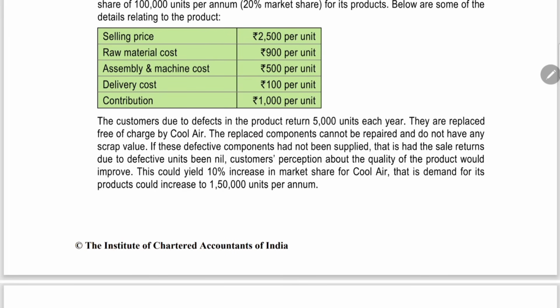So, you are losing your reputation because of these bad components. If these defective components had not been supplied, the sales returns due to defective units would be nil. This 5,000 units you are getting as sales returns, if you do not supply the bad component, the sales return will not come. The customer perception about quality also will increase. You will have a good reputation in the market. Because of that reputation, you can get more sales. It could yield a 10% increase in the market share. The demand will increase to 1,50,000 units per annum. Currently you are selling 1 lakh units per annum. If you do not make the bad component, you can sell up to 1.50 lakh units per annum. This is the information they are giving.